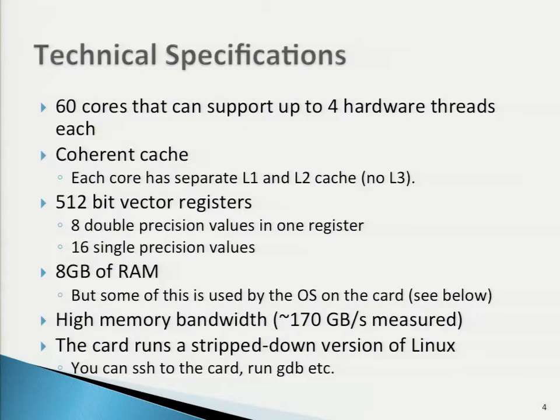Sandy Bridge and Ivy Bridge will have 256-bit vector registers, so you can fit 4 doubles. But this has 512-bit vector registers, so you can fit 8 double precision values in one register. And that means you can fit 16 single precision values.